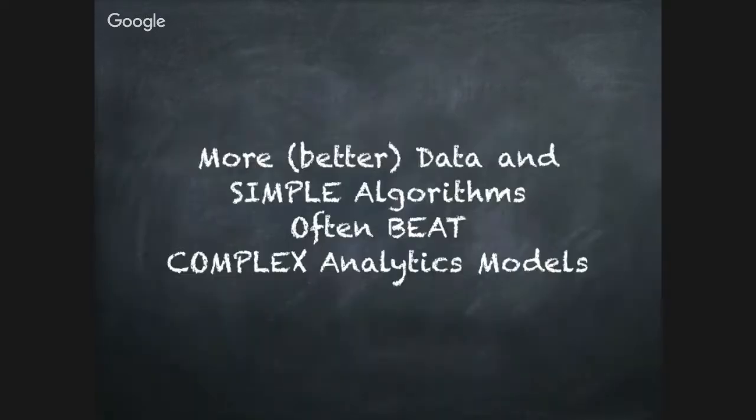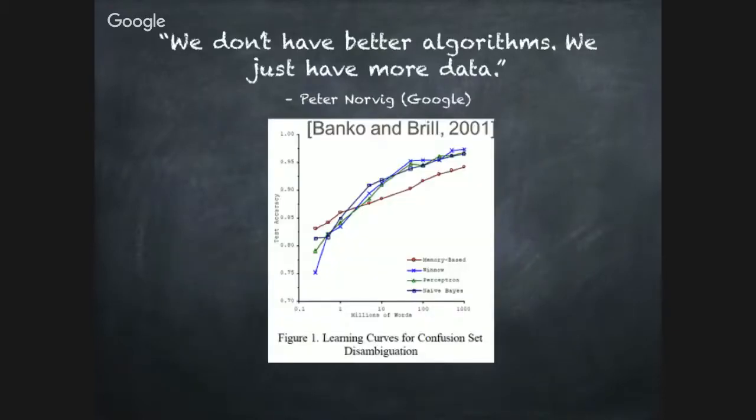An important thing to say is that better data and simple algorithms often beat complex analytical models. Yeah? And that's not me who says this, it's actually Google who says this. Peter Norvig says we don't have better algorithms, we just have more data.